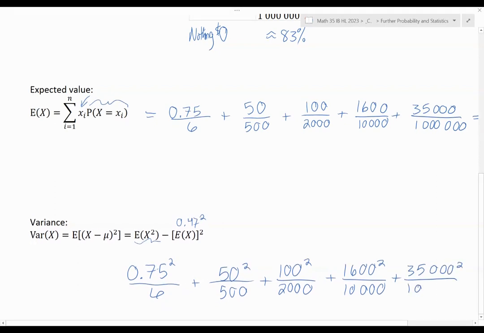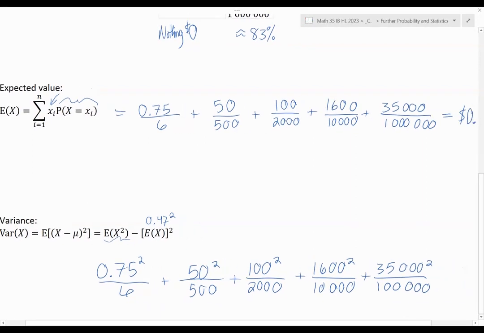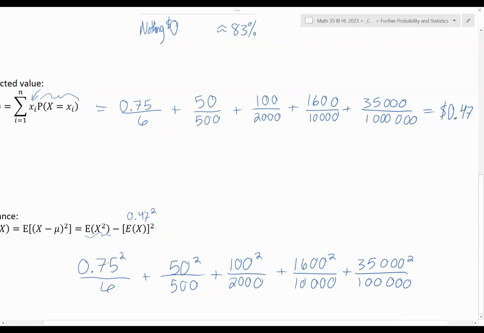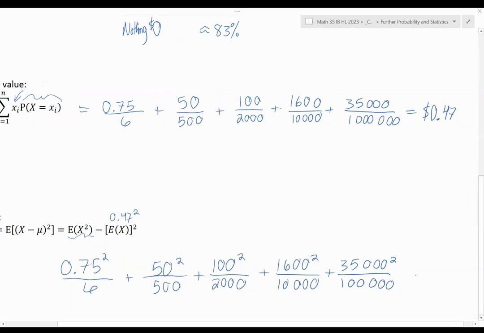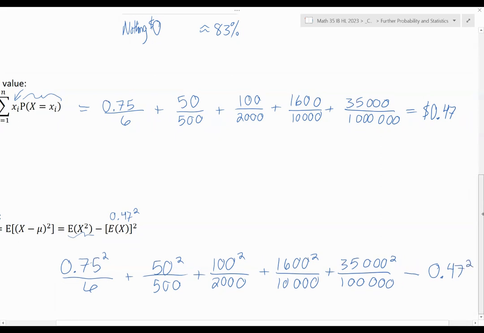Now, notice in this, I'm leaving out the 0. I mean, technically, for both the expected value and this, I should be doing the 0 times 0.83 for the 83%. But because it's a 0, I can ignore it in the calculation. It's not going to change anything. So for my variance, I would add all of those up and then subtract the 0.47 squared. And in this instance, we end up with a variance of about 1491.